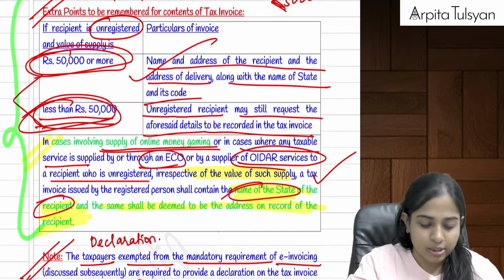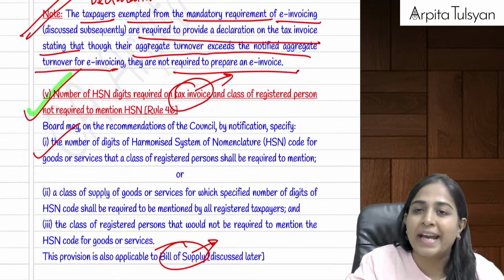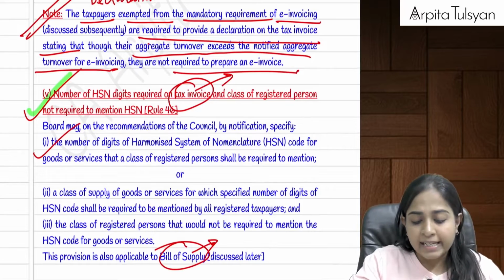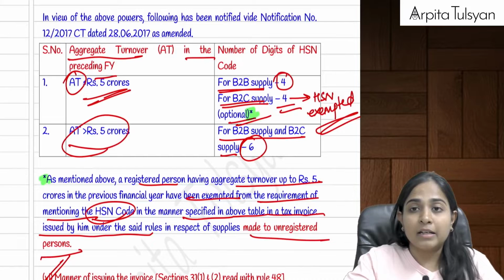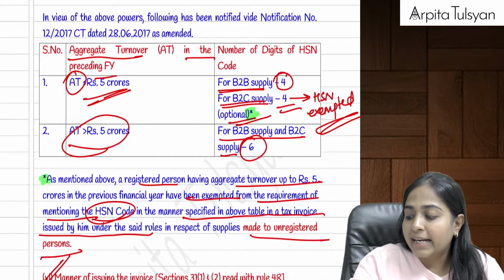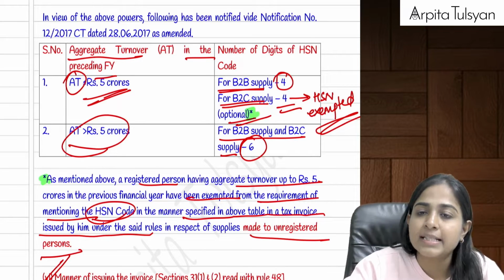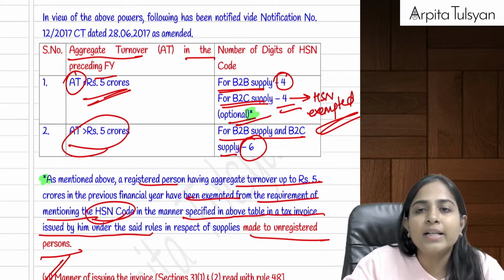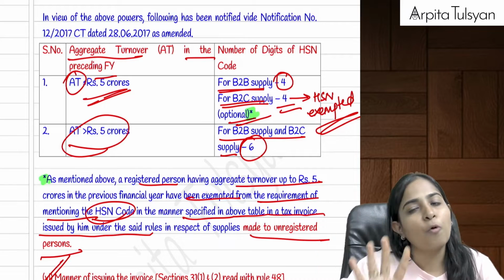Then after that, the next requirement is the HSN number. HSN should also be written in the invoice. In case of HSN, one very important thing is, ma'am, how many digits of HSN should be written in the invoice? So if the aggregate turnover in the preceding financial year is less than or equal to rupees 5 crore, a small person, then for B2B supply, 4 digits is mandatory.